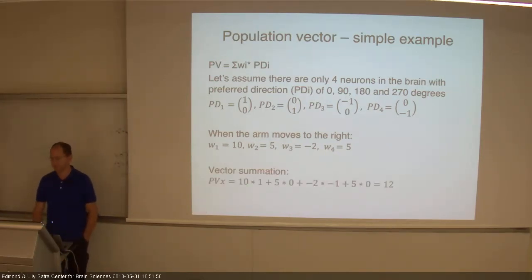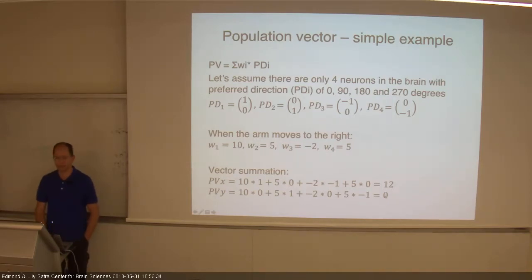So one way to do it is to sum the x, the horizontal, and the vertical components separately. In this case, you multiply this number times this number, and then the next number times 0, and so on and so forth, and you get the number 12 for x. And when you do the same thing for y, you get the number 0. So the population vector here has a value of 12 and 0, which is good because it's to the right.